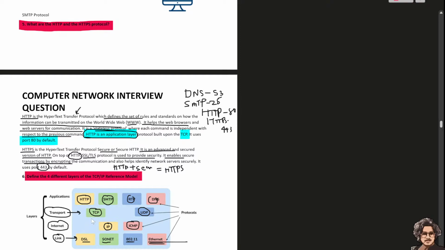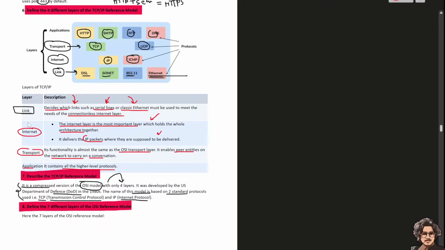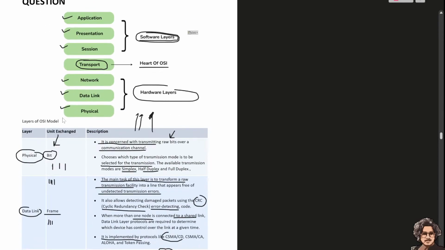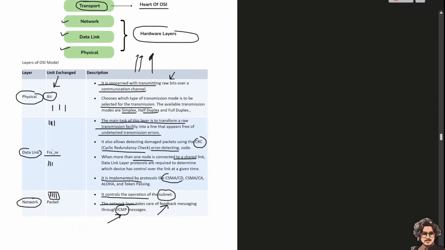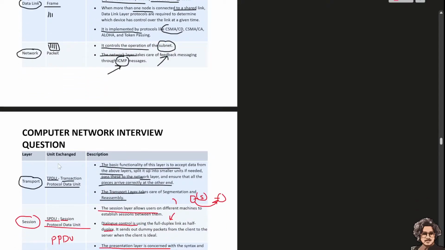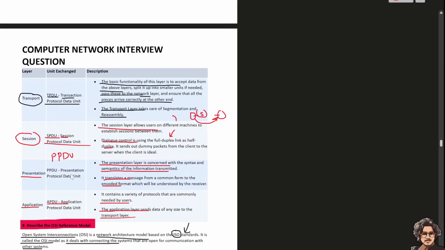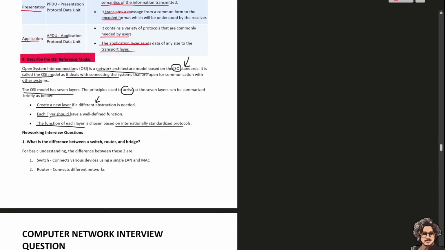We also covered the different types of layers. What is the use of the link layer, internet layer, and transport layer? At the physical layer, data is sent as bits, then frames and packets, then the transport protocol data unit, session protocol data unit, and presentation data unit. Then we described the OSI model.